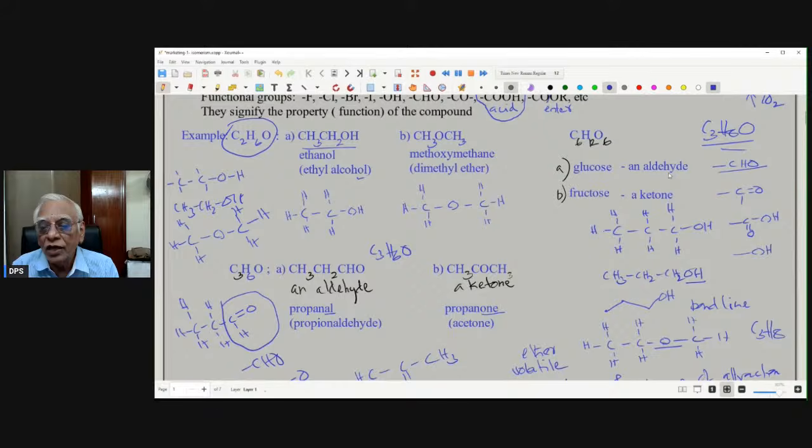Glucose has an aldehyde, and fructose has the ketone. You know, fructose is the sweetest of all the sugars. Fructose is sweeter than sucrose, the cane sugar. It's additional information for you. The cane sugar, the white crystalline substance that we use in our day-to-day life, is called sucrose. Fructose is sweeter than sucrose, and sucrose is sweeter than glucose. And that is another question asked in the NEET examination.